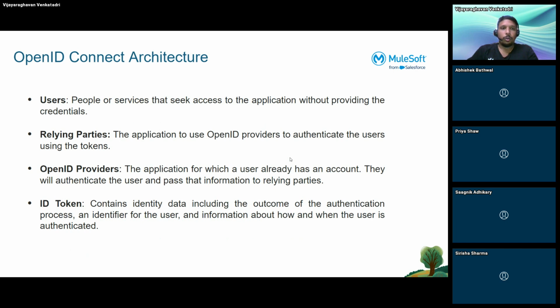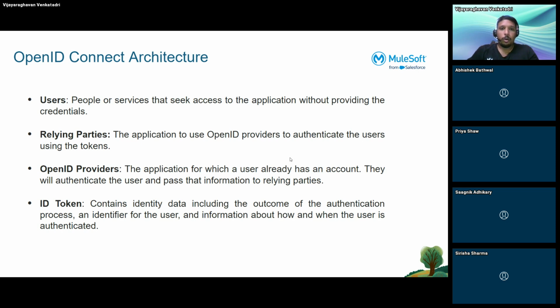For this session we are talking about MuleSoft. So let's say I want to get access to MuleSoft. I'm the user, I want to get access to MuleSoft, but I'm not going to do a manual sign up in that. That is the key role. And then the relying party is the application that uses the OpenID provider to authenticate the user using the token. The relying party here is the MuleSoft Anypoint Platform, which is going to talk to the OpenID provider.